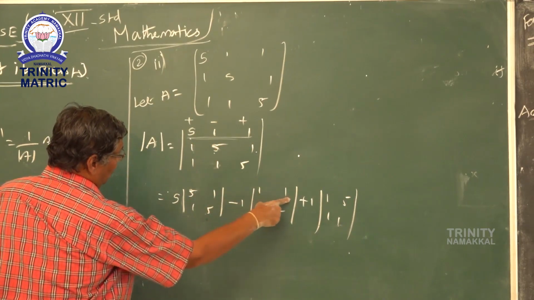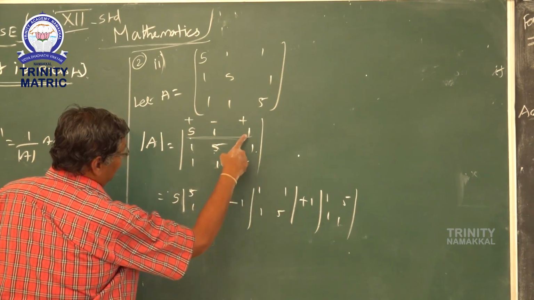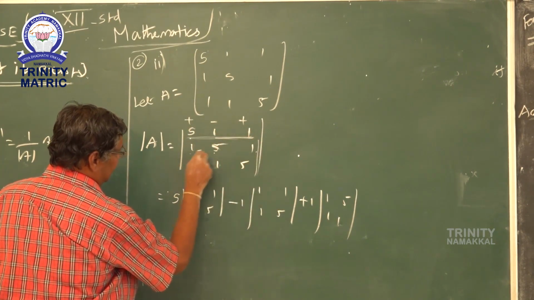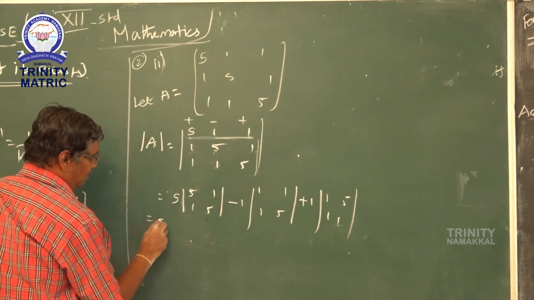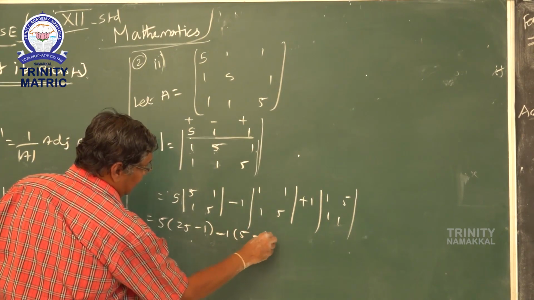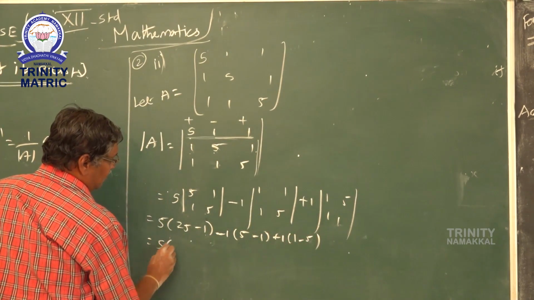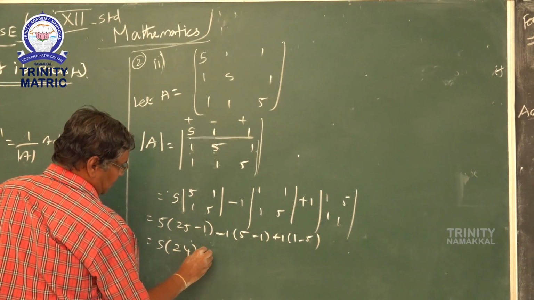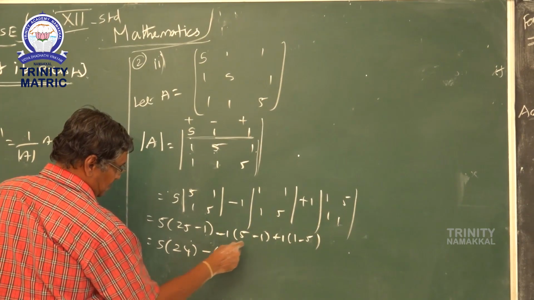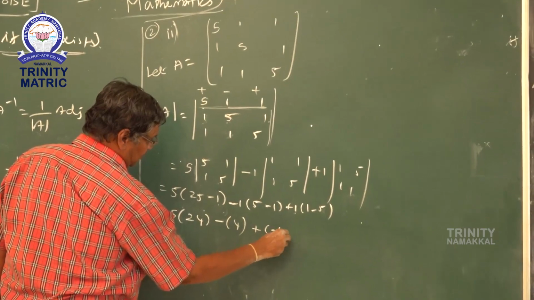1, 1, 1, 5. Next, for this one, you leave that row and column, and the remaining is 1, 5. What is that? 5 times 25 minus 1, minus 1 times 5 minus 1, plus 1 times 1 minus 5. That is 24 minus 4, plus, minus 4.